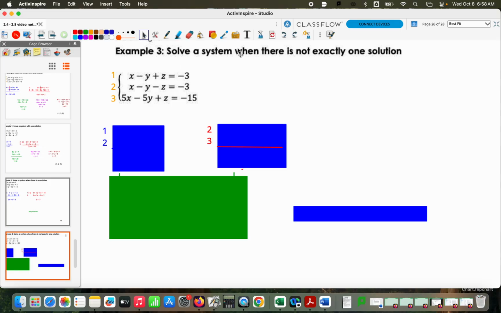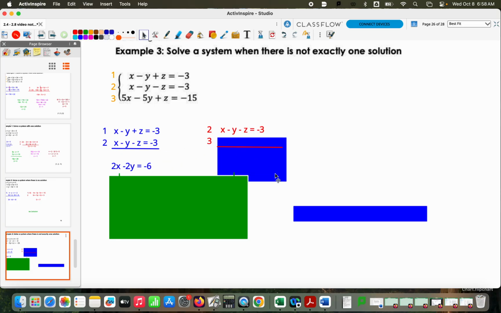All right, let's see what else we got here. Again, feel free to pause, try it yourself first. Here's a pathway I took. I looked at equations 1 and 2, realized that the z's would cancel out this time. Got an equation that has 2x and a minus 2y equals negative 6. All right, put that on pause. Went over here and I used equation 2 and 3. Again, I didn't need to change anything.